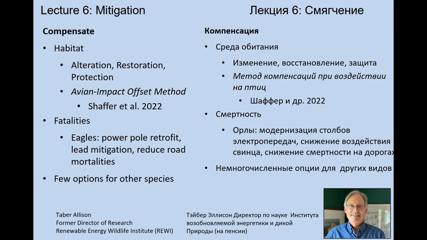In the United States, when we compensate for fatalities for eagles, if a wind turbine is going to kill 5 eagles, we can retrofit or alter 5 electrical power poles so that they're no longer dangerous for eagles. Maybe not 5, maybe 10 or 20. But if we're going to kill 5 eagles with wind turbines, we try to save 5 eagles at power poles. And that's offsetting the number of fatalities or compensating.